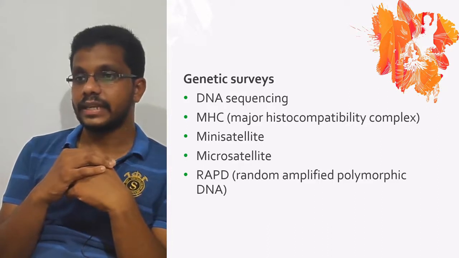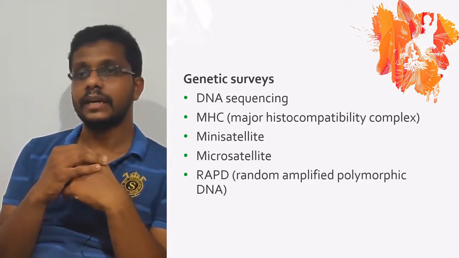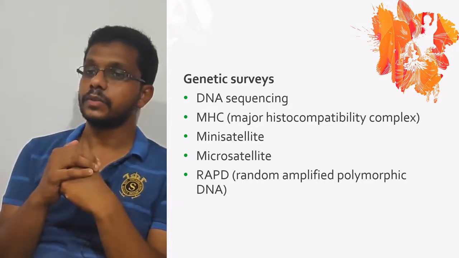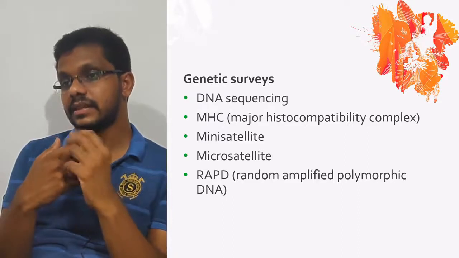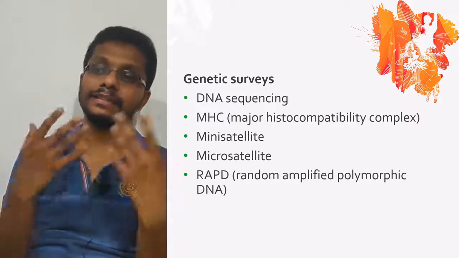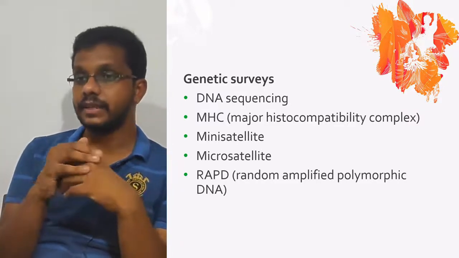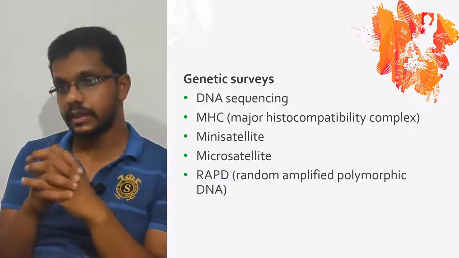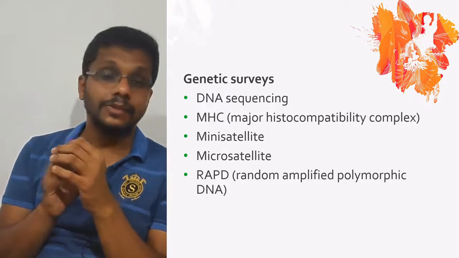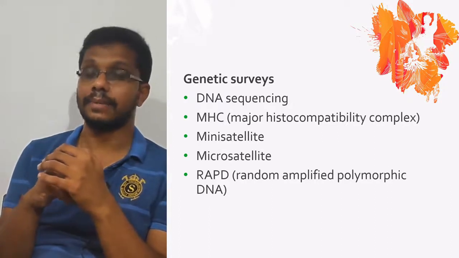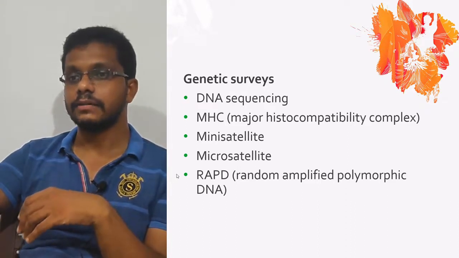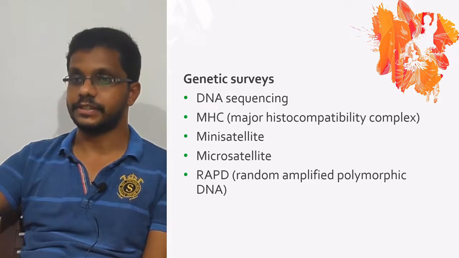As we know, most of our DNA is non-coding DNA, and this non-coding DNA consists of repeated DNA sequences. These repetitive DNA sequences constitute the minisatellites and microsatellites. If you study the difference in the minisatellites and the microsatellites in a species, we can actually get an idea about the diversity. Or we can go for RAPD, random amplified polymorphic DNA, which is extensively used in studying the diversity in plant species. So these are all molecular biology techniques, which can bring out the genetic diversity of a species.